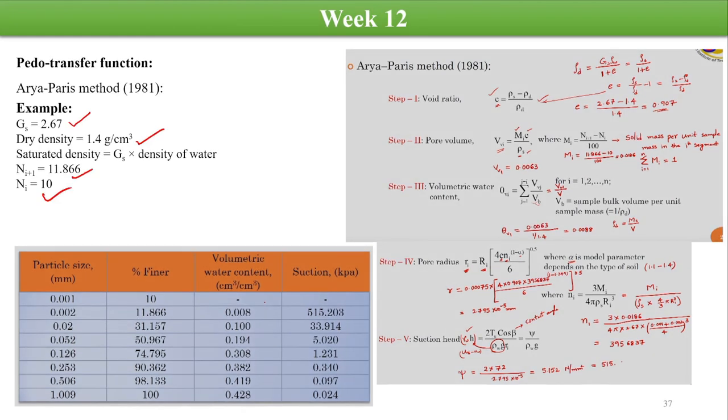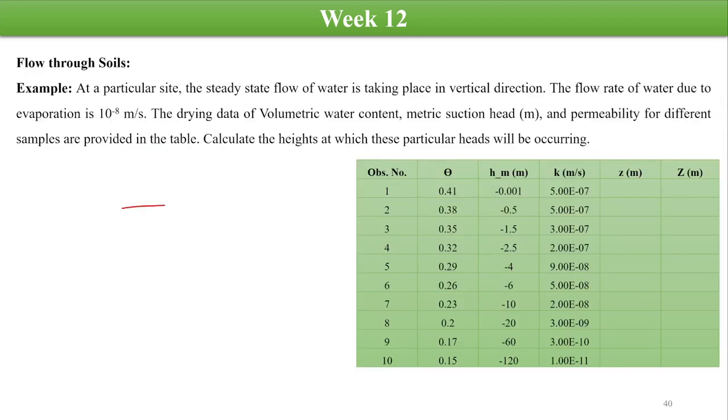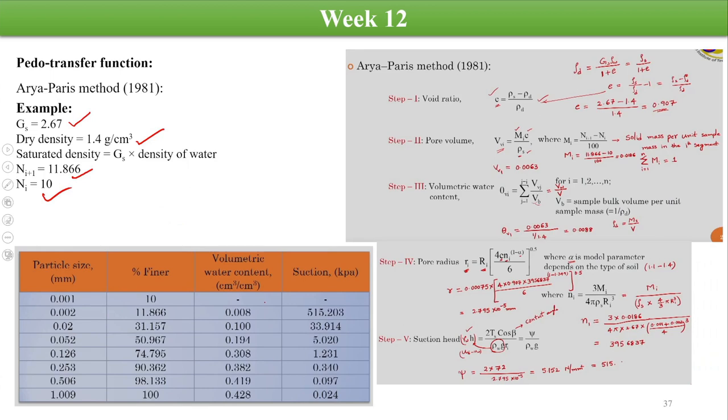So let's start with this Arya and Paris method, and let's understand it with an example of how we can obtain the pedotransfer function. Using this method, we have a particular soil, the specific gravity for which is provided, and we also have been provided with the dry density of that particular soil, and the percentage finer is also provided. So let's understand how we can solve it.